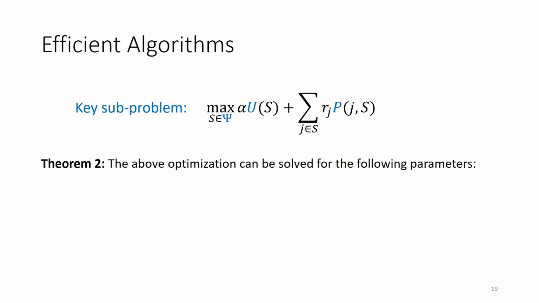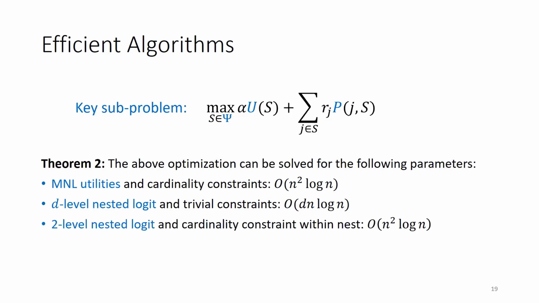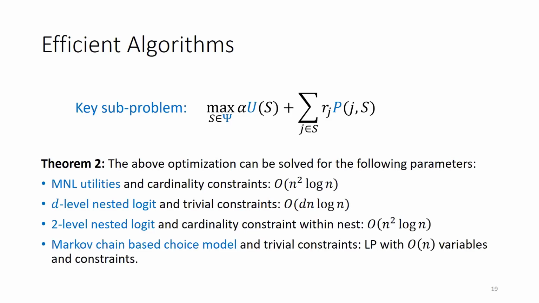And the theorem is that this optimization can be solved for the following parameters, including multinomial logit utilities, as well as cardinality constraints on the set S. A more complex D-level nested logit utility model. A two-level nested logit model with certain types of cardinality constraints, as well as these Markov chain-based choice models, which are designed to be approximations of any random utility model.